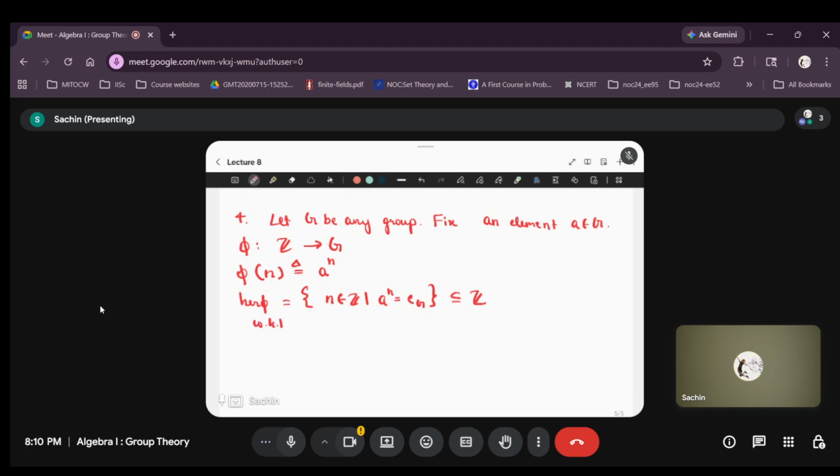We know that a power 0 is equal to e_G. Thus, 0 belongs to the kernel. And 0 is also the identity element in Z, so it is mapped to the identity element in G, and thus 0 belongs to the kernel. That's also another way of putting it.